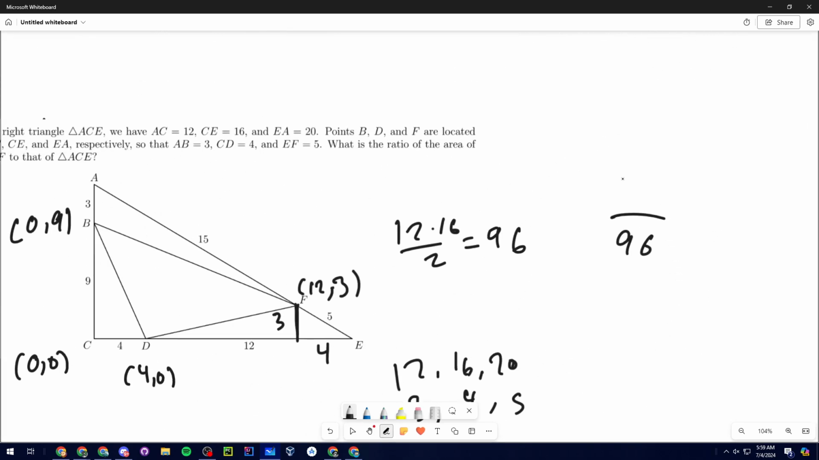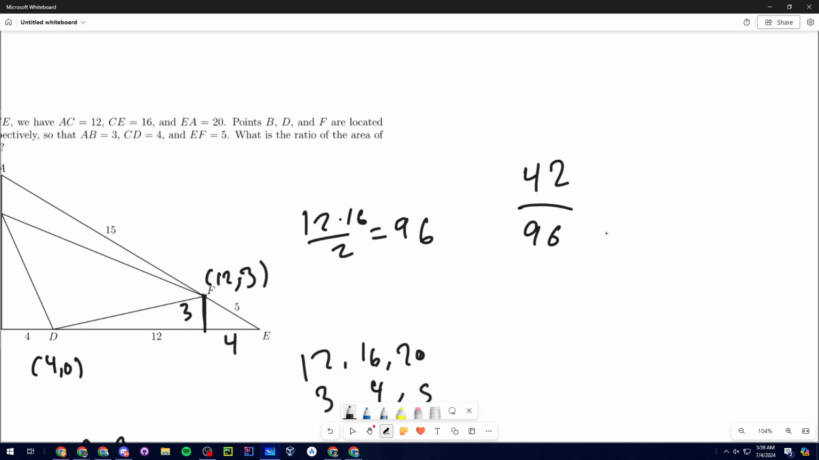Okay, now back to this. The ratio is just 42 over 96. We just have to simplify that. I know both of them are divisible by 2. They're also divisible by 3, so therefore they're divisible by 6 as well. So 42 over 6 is just 7. 96 divided by 6 is 16. So the answer is just 7 over 16.